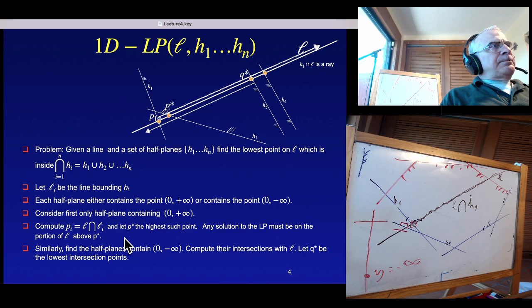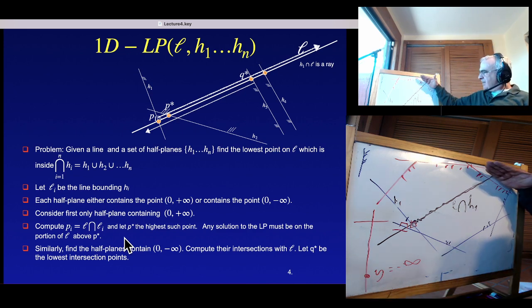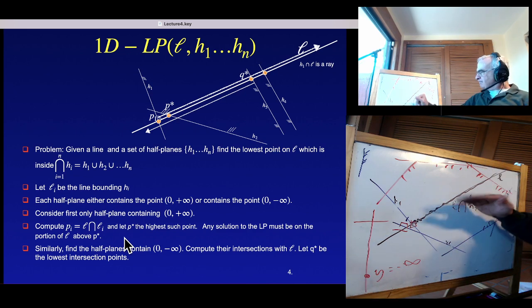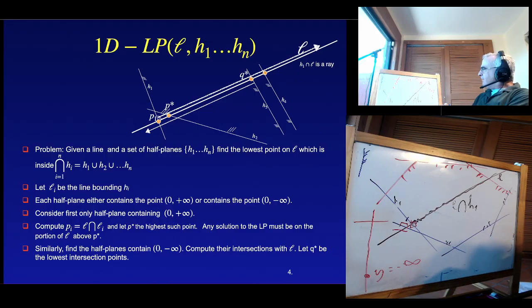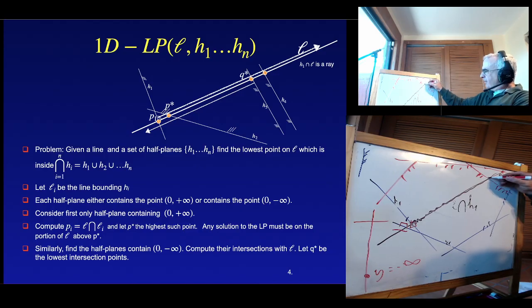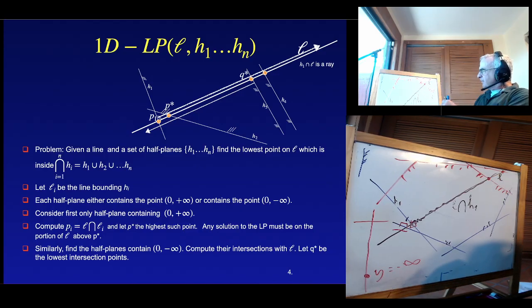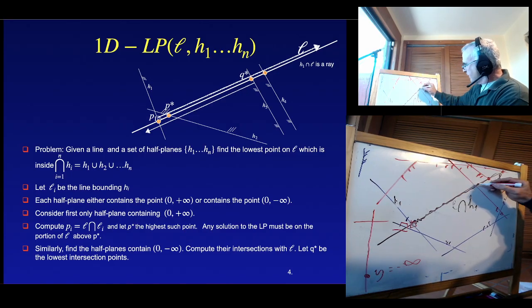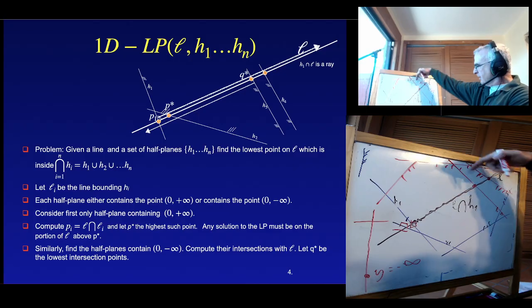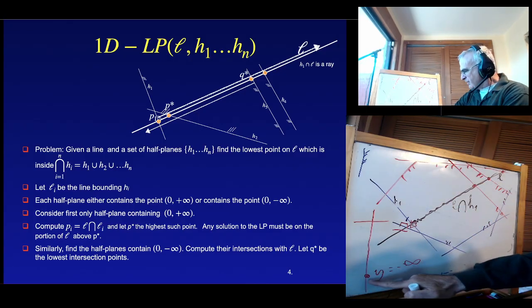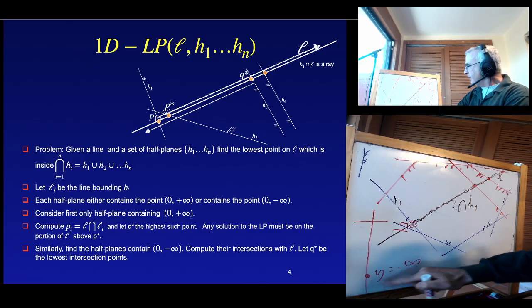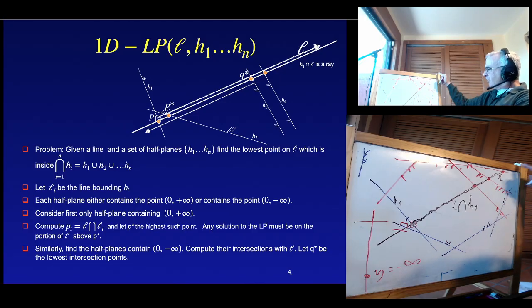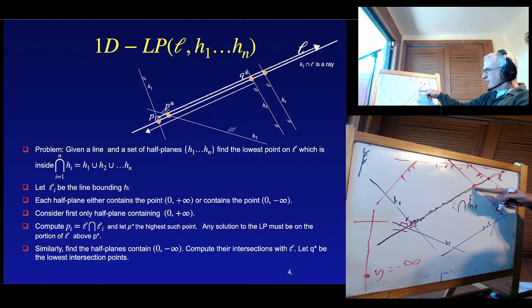And now I'm looking at all the half planes that look downward. And what do I care about in all of them? Doing an analogous analysis, I'll compute their intersection points. Let's add another one. Here is another half plane, then I'll compute its intersection point with L. Remember, all of them are looking downward. All of them contain the point 0 and minus infinity. And which of all these points is important? It would be, of course, the lowest one.